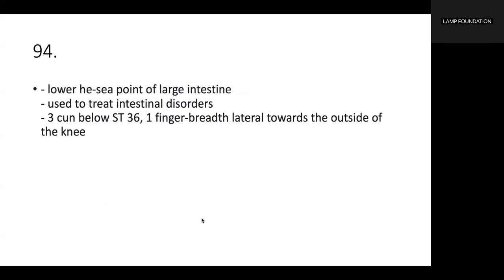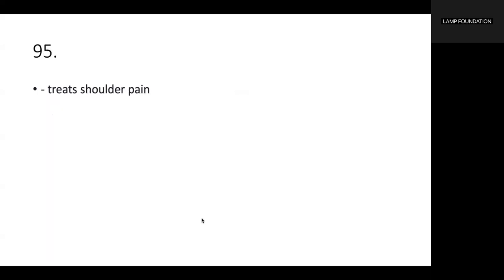Okay. Lower he-sea point of the large intestine, used to treat intestinal disorders, 1 finger breadth lateral below stomach 36. Continuing from there. So what is this? Stomach 37. Stomach 37 still, okay? Good to treat large intestine issues.